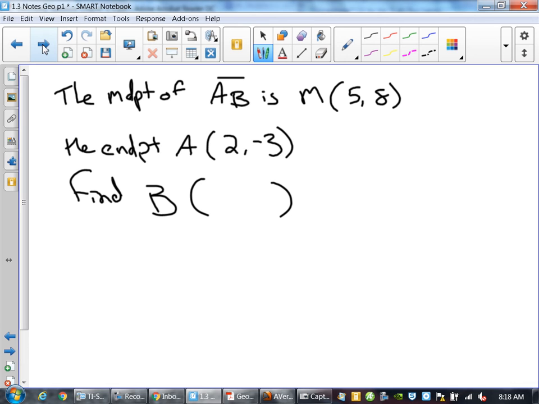You know what you did? Since this came first, you thought that was the endpoint A. That's why you said -1. So be careful when you read through here. So this would be at 8. And then from -3 to 8, do you go up or down? How many? What's 11 more than 8? Done.